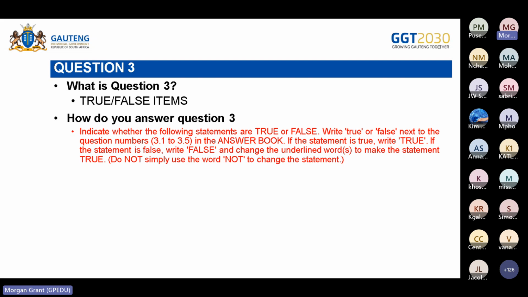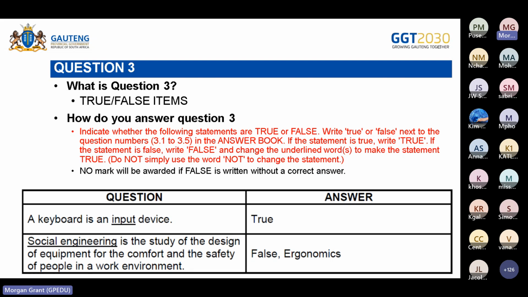What is the strategy to answering question 3? Let's move on to it. It's given to you in the question paper. They normally have a little example like this where it says, if the question is true, you simply write true as the answer. If you decide the question is false, you write false and you give the correct answer.